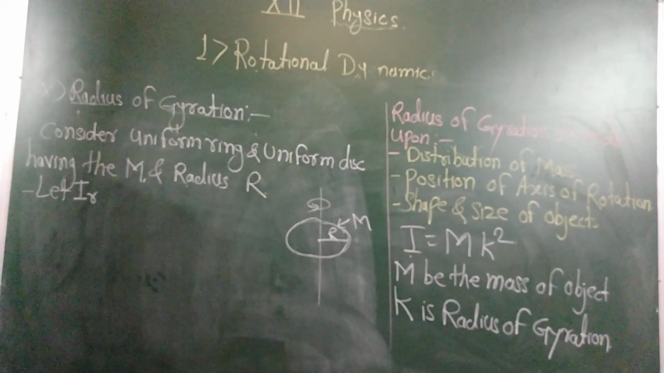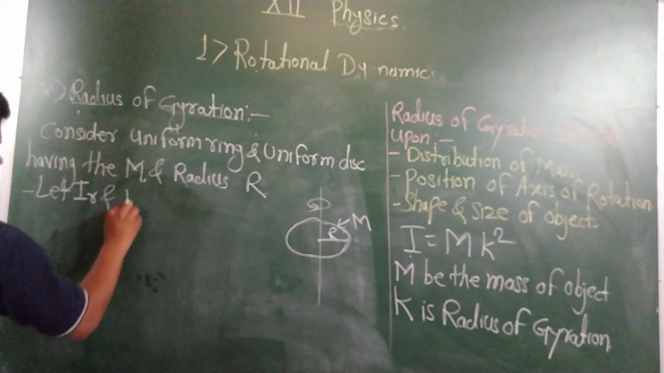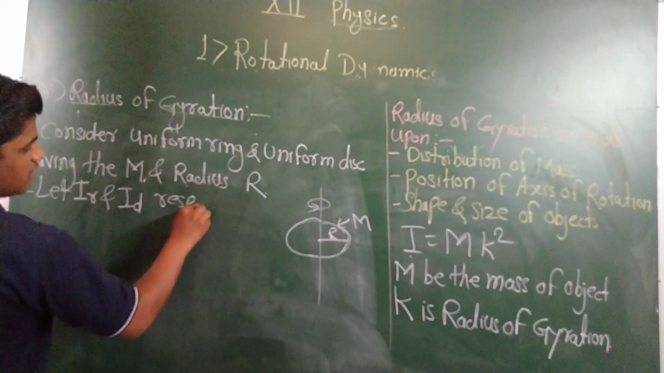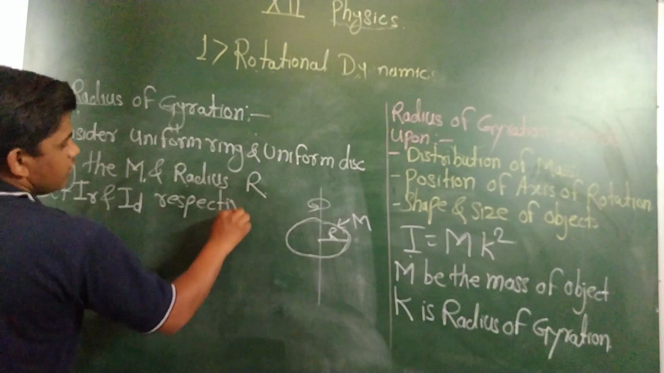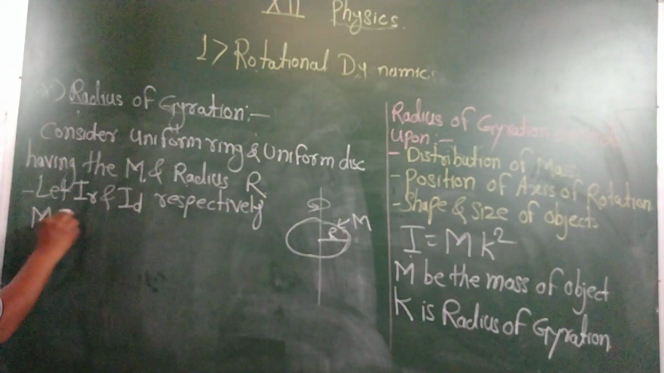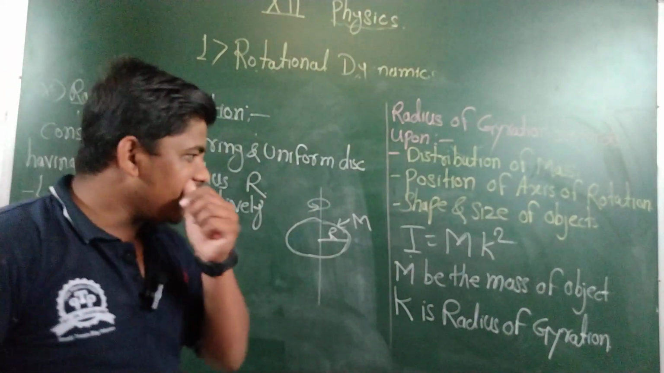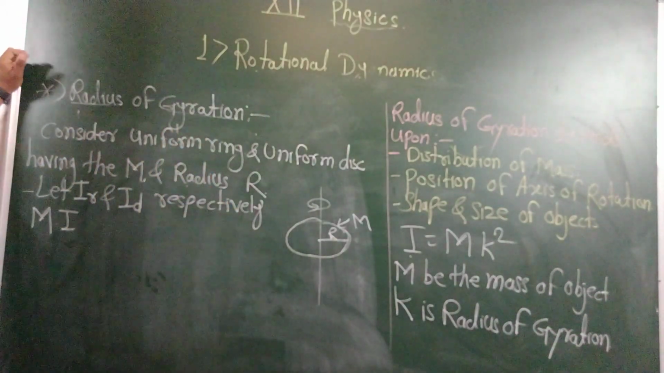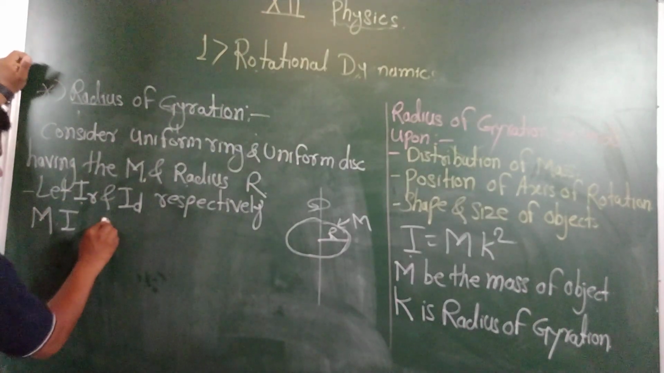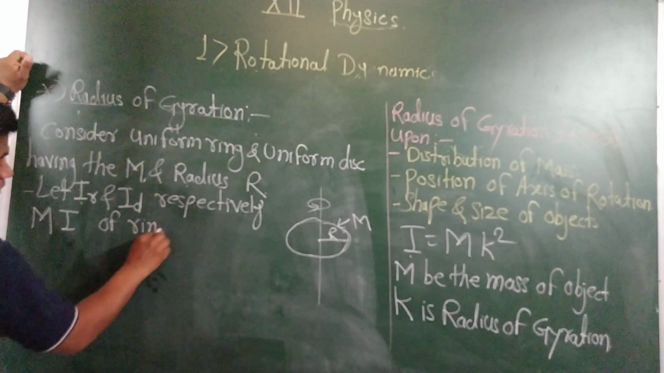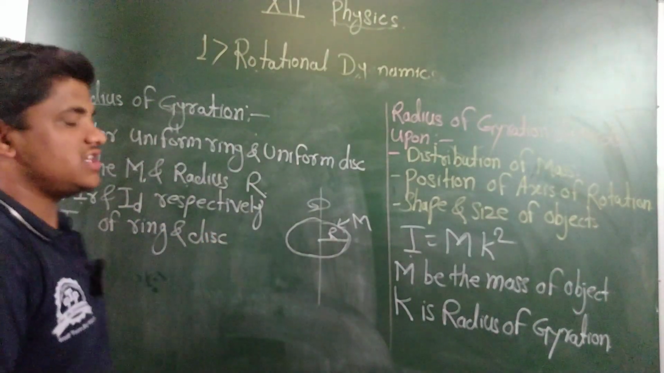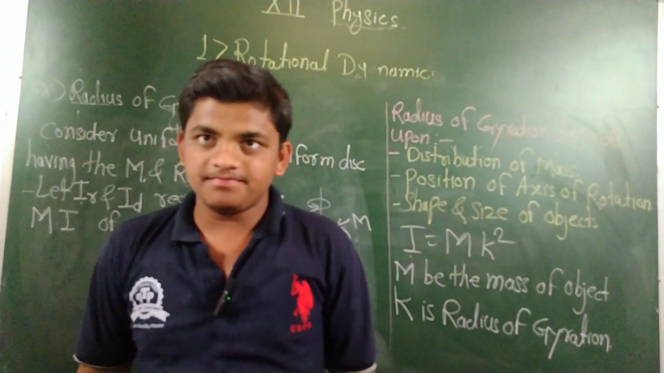Let IR be the moment of inertia of the ring and ID be the moment of inertia of the disk, respectively. The moment of inertia, that is M into I. That's not Mumbai Indians, that is moment of inertia. This is not Redmi mobiles, that is moment of inertia. IR and ID are respectively the moment of inertia of the ring and the disk.